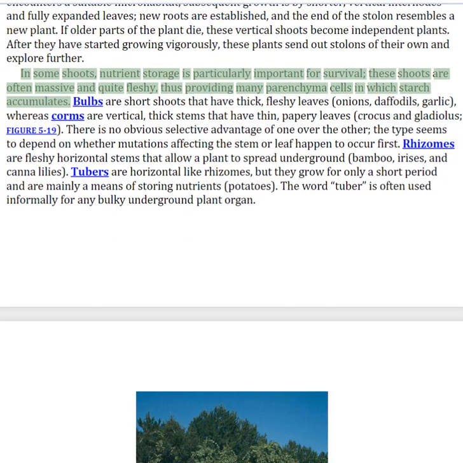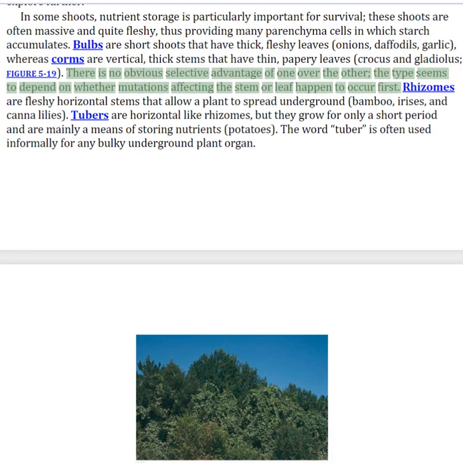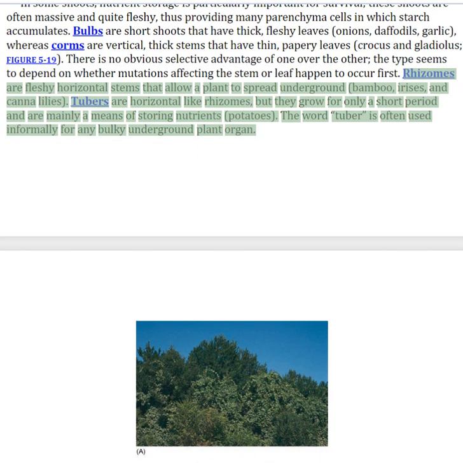In some shoots, nutrient storage is particularly important for survival. These shoots are often massive and quite fleshy, thus providing many parenchyma cells in which starch accumulates. Bulbs are short shoots that have thick, fleshy leaves, whereas corms are vertical, thick stems that have thin, papery leaves. There is no obvious selective advantage of one over the other. The type seems to depend on whether mutations affecting the stem or leaf happen to occur first. Rhizomes are fleshy horizontal stems that allow a plant to spread underground. Tubers are horizontal like rhizomes, but they grow for only a short period and are mainly a means of storing nutrients. The word tuber is often used informally for any bulky underground plant organ.